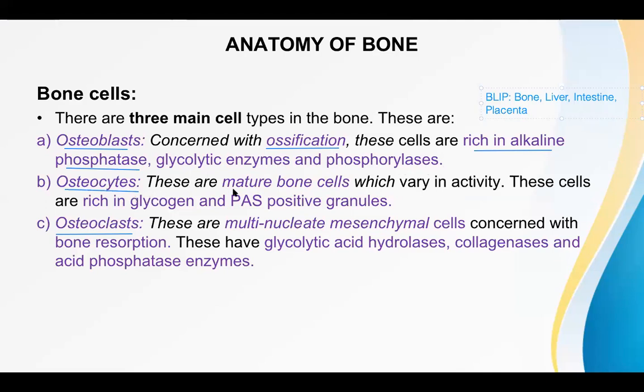Osteocytes are known as mature bone cells. The same osteoblast will develop into osteocyte, so their functions are similar. One is mature, another is immature. That's it. These osteocytes are rich in glycogen and they have PAS positive granules. This is periodic acid Schiff. Let me write that. Many students would be confused. This is a type of stain actually. Periodic acid Schiff stain.